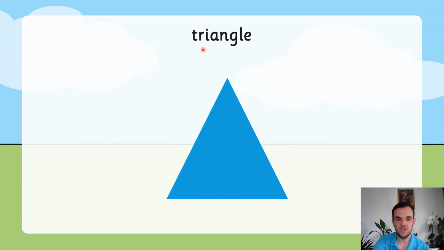Here we have a triangle. Can you remember how many sides a triangle has? Well, we've got 1, 2, 3. There are 3 sides in a triangle.